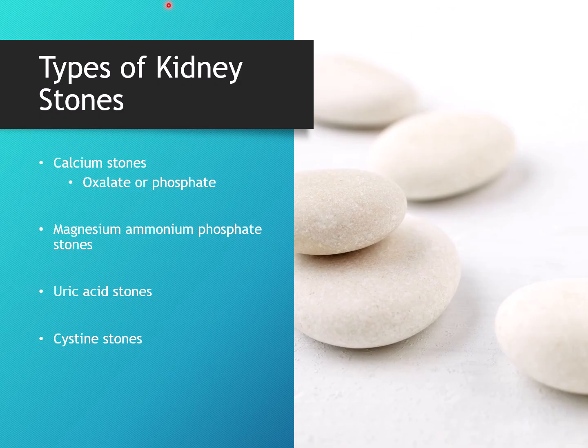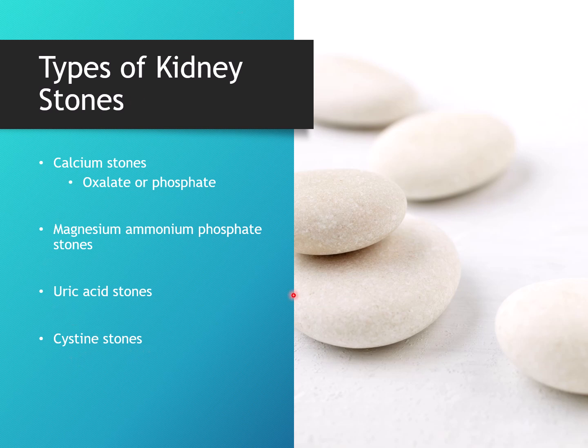A very small percentage of stones are what we call cystine stones. Again, a very small percentage of these. These are usually the type of stones that we would see in children, who don't make up a very large population of those who get stones. But if we do see them, they're usually cystine in pediatric populations.